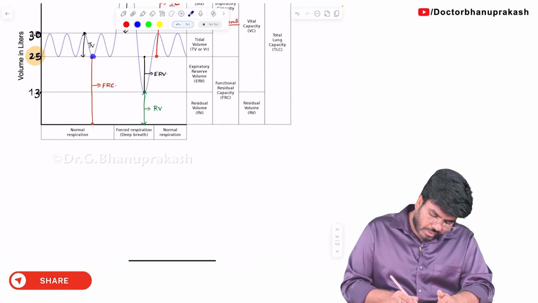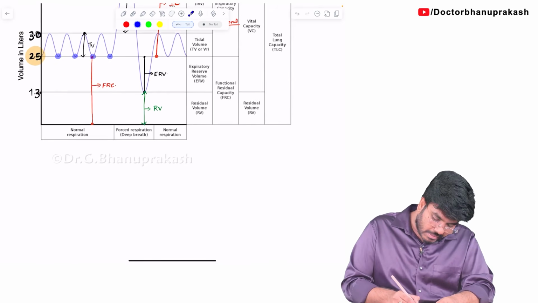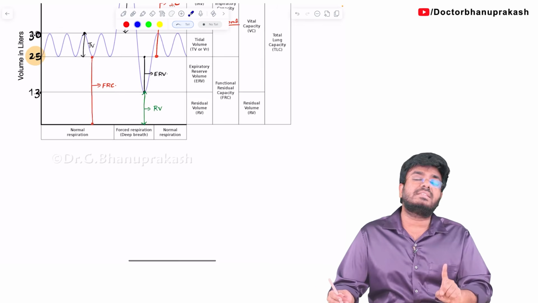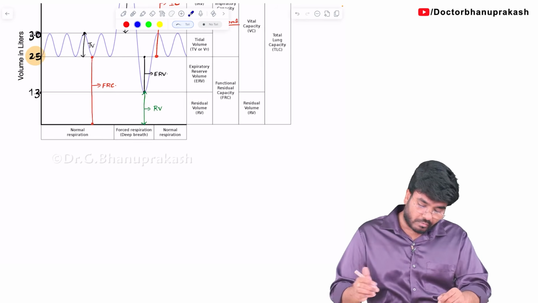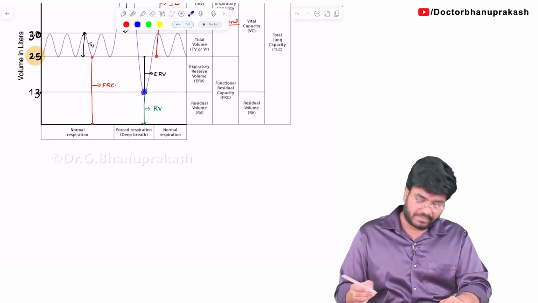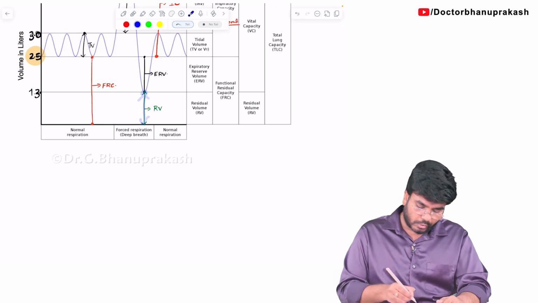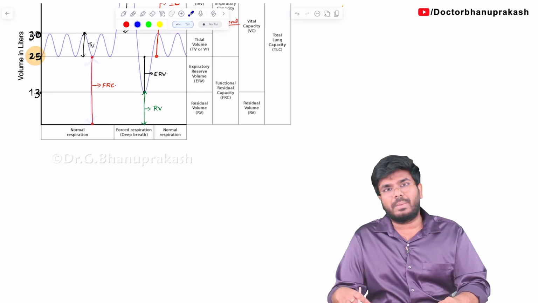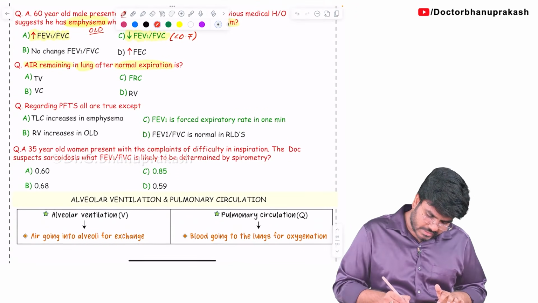Have I taught you? After normal quiet expiration, this is the quiet expiratory point. After quiet expiration, how much air is left over in the lung? That is functional residual capacity. Never answer it as residual volume. The examiner will try to confuse you. But when will the answer be residual volume? After forceful expiration. After forceful expiration, the air that is left over in the lung is residual volume. But after quiet expiration, the air that is left over in the lung is functional residual capacity. Okay? Done. So, yes, the answer is functional residual capacity.